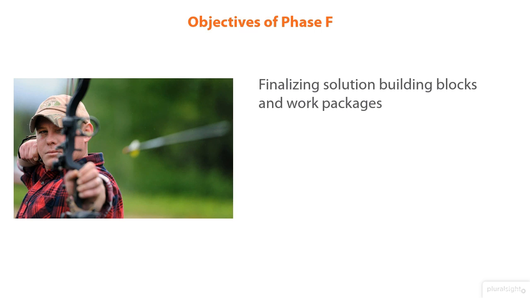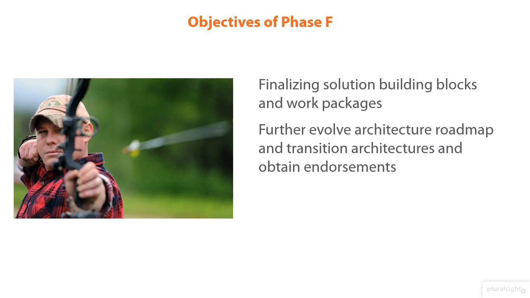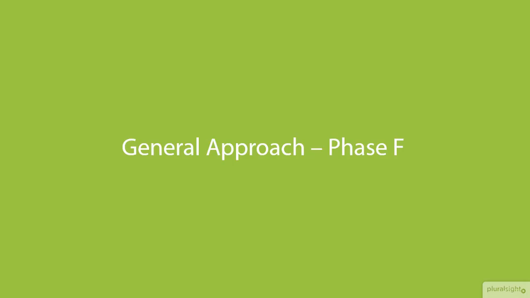To evolve and obtain endorsements for the architecture roadmap and transition architectures arrived at in phase E with relevant stakeholders. And to evolve the migration plan collaboratively with stakeholders to a point where the plan can be considered practically achievable, and also to ensure that it is in alignment with the various management frameworks that are being used within the enterprise. Now, let's look at some of the key steps taken typically to fulfill these objectives of phase F.